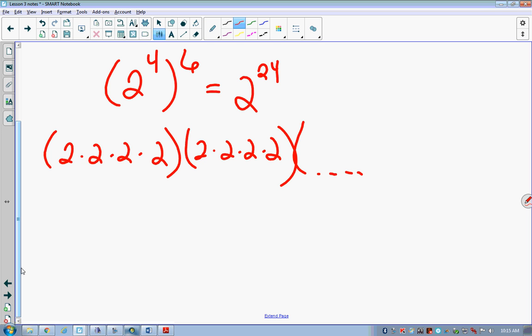Does that make visual sense? If I can see that here and it makes sense, I can understand the difference between the product rule and the power rule. I understand that the power rule is always going to give me a much bigger number. Well, not always, but usually.